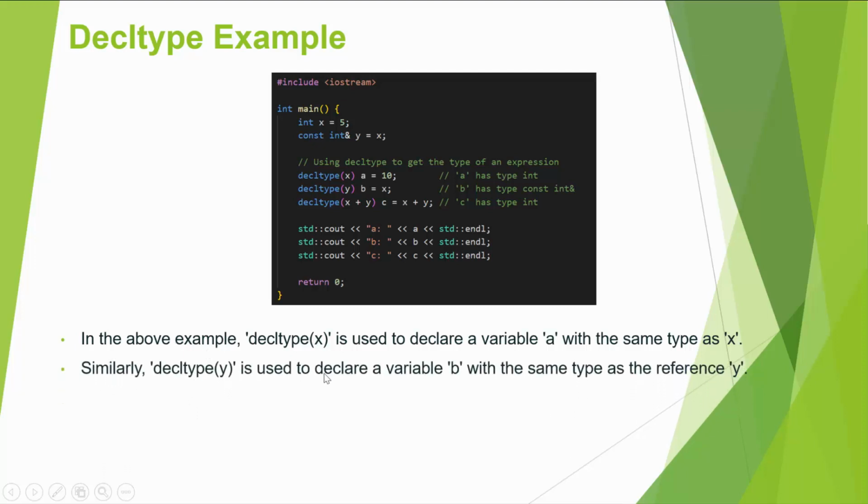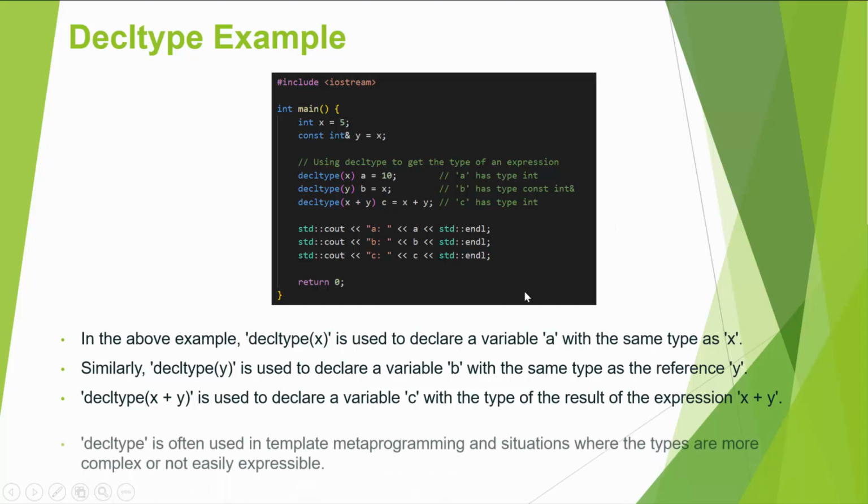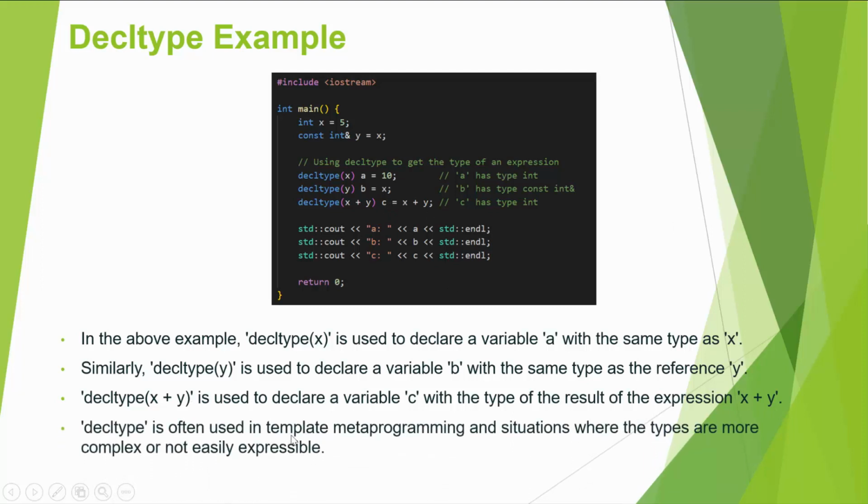Similarly, decltype y is used to declare the variable b with the same type as a reference of y. So b will have the same value as a reference, that is an integer. And decltype x plus y is used to declare a variable c with the type of the resulting expression x plus y. So c will have the value of x plus y.